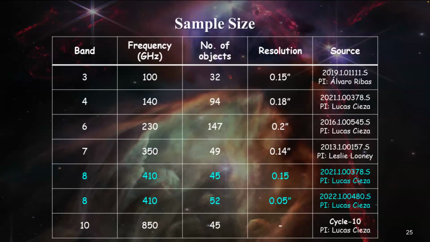So this is our sample size, and we have a lot of resolution, but just for this talk we are focusing on this frequency, 410, and there are about 100 of them, at two different resolutions, one at 0.15 arcsecond and one at 0.05 arcsecond. So we are looking at close to 4-5 AU.